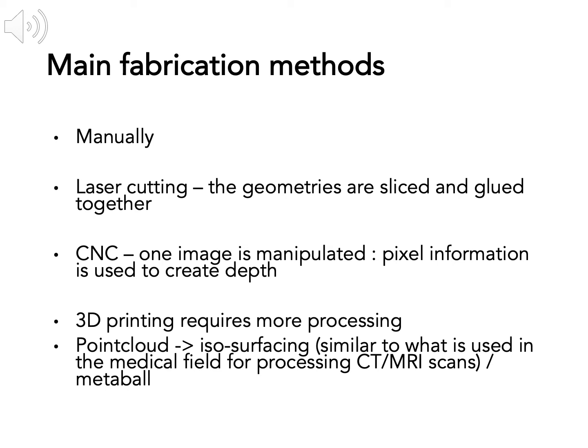And then different fabrication methods can be used to produce such 2D models. They can either be done manually, as we will see in some examples in the following slides. On the other hand, the shapes can be sliced and be laser cut and glued back together. We already saw an example which presented a CNC piece and also a 3D printed piece.